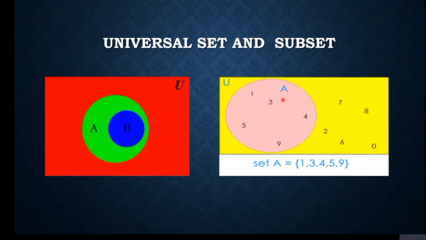Here see one example. A contains the elements 1, 3, 4, 5, 9, and here A is inside the set U. So U contains the elements 1, 3, 4, 5, 9 and 2, 6, 0, 8, 7 also. So U is equal to the universal set here.